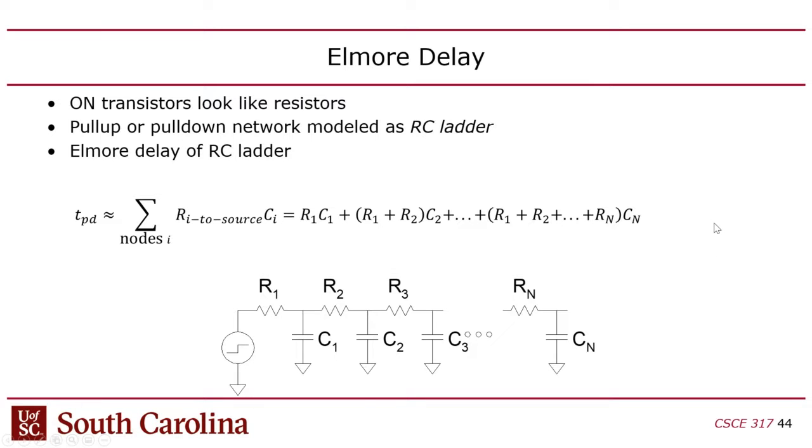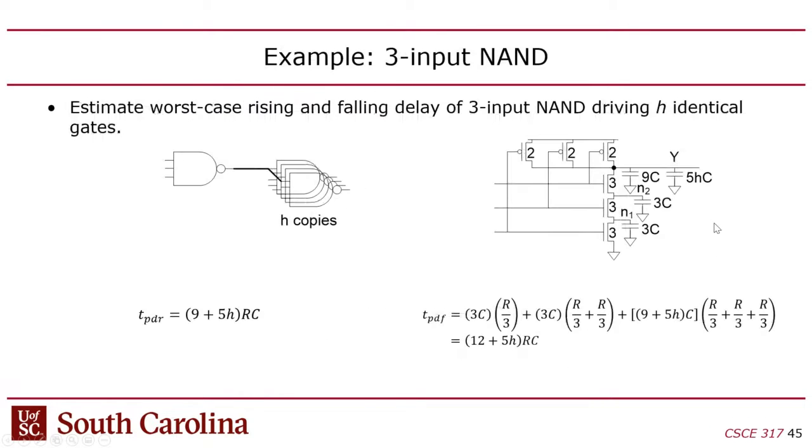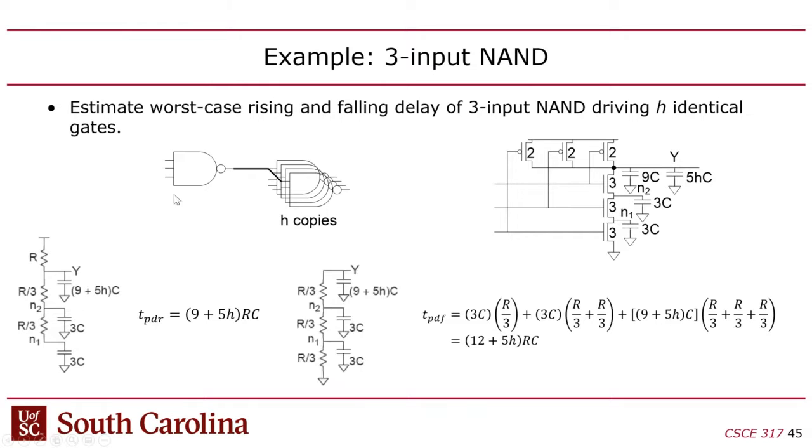Now you might say, why do we need to calculate that? Because if you go back to the example we had with the 3-input NAND gate, you have to use the Elmore delay in order to calculate the propagation delay for the rising and the falling through each of these complex gates. So basically, the rise time is going to be, you consider that the pull-ups, you pull up, right?